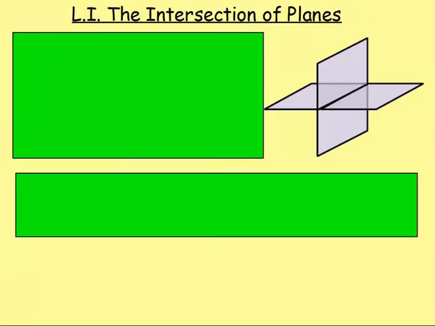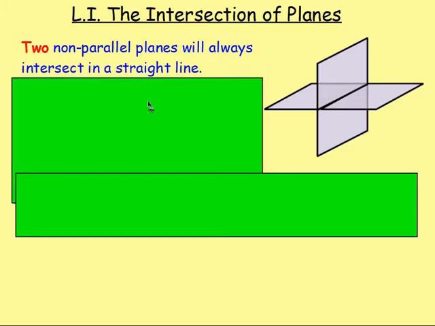of planes. So let's look first of all at these two planes. You can see clearly that they intersect. And whenever you get two non-parallel planes, they will always intersect in a straight line, which you can see here. That is the line of intersection.